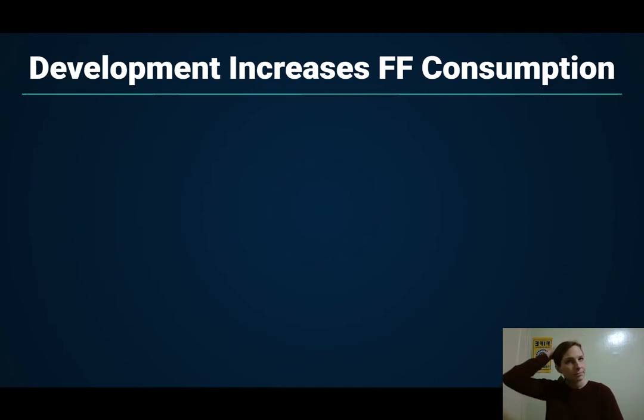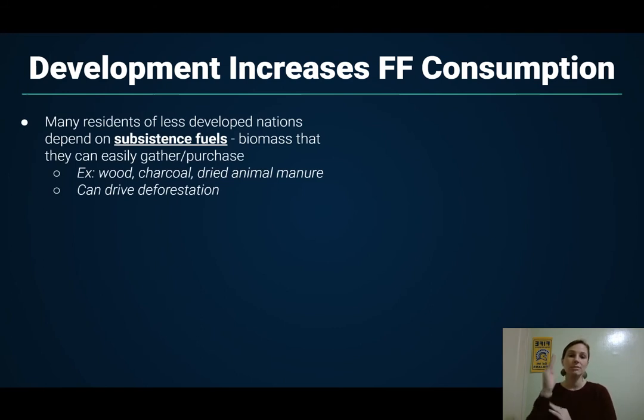So the next concept here is going to be how we relate development with fossil fuel consumption. As development in a country increases, fossil fuel consumption then also increases. Most residents of less developed nations depend on what's known as subsistence fuels. These are where you have biomass that can easily be gathered or purchased and then burned in order to get heat for a home. Examples of these might be wood, charcoal, dried animal manure.